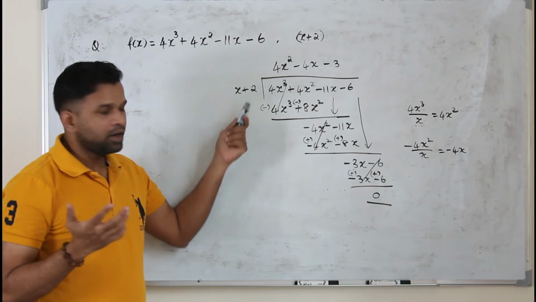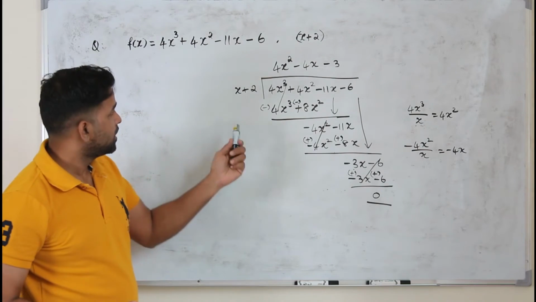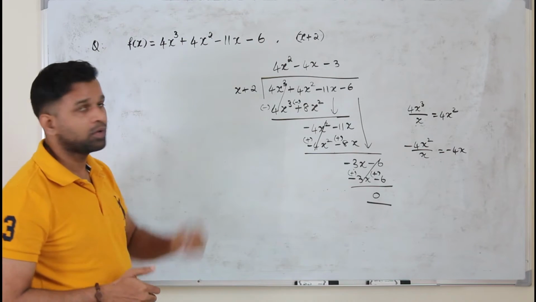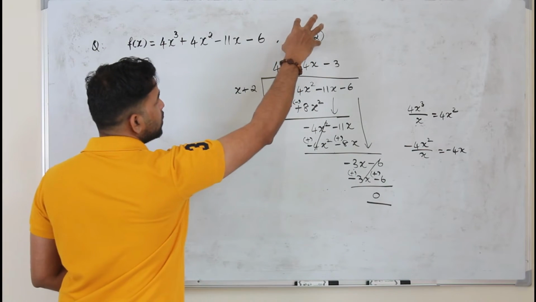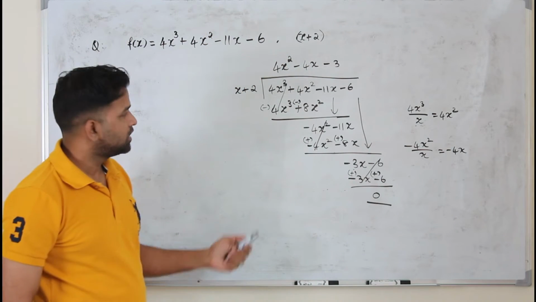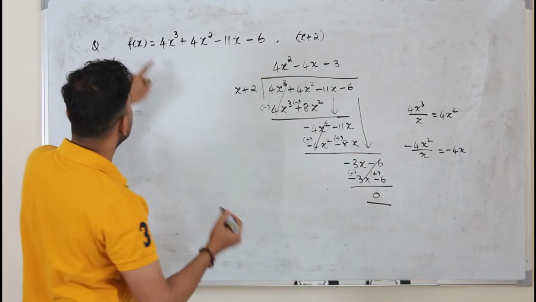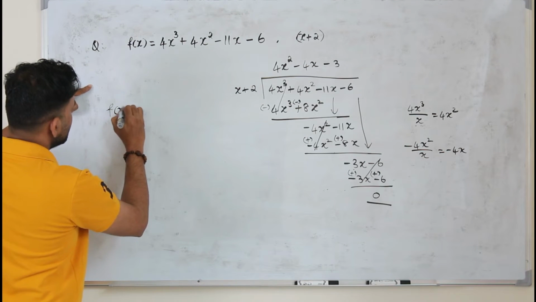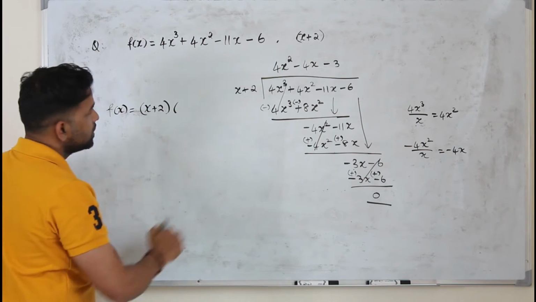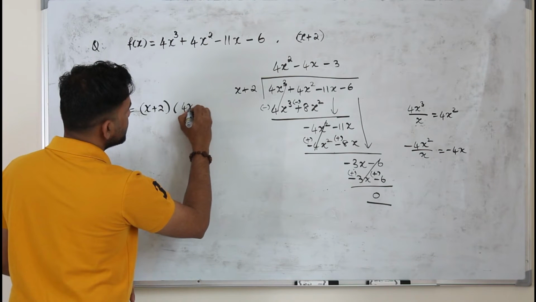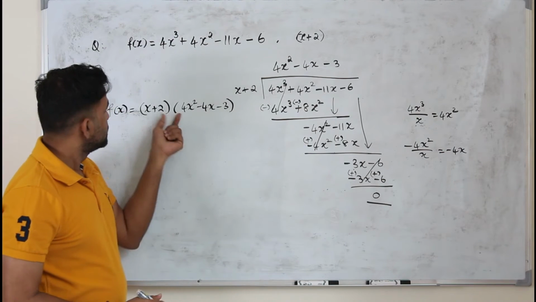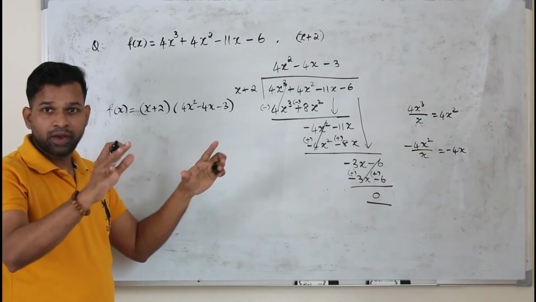So if you are wondering why we need to apply the long division method here, it's because we are trying to factorize the given cubic polynomial. Once you know this is a factor of this function, you divide it using long division and your remainder will be 0. So you can write this f of x as your factor or divisor x plus 2 times the quotient 4x squared minus 4x minus 3. So we have factorized this polynomial into 2 factors now.